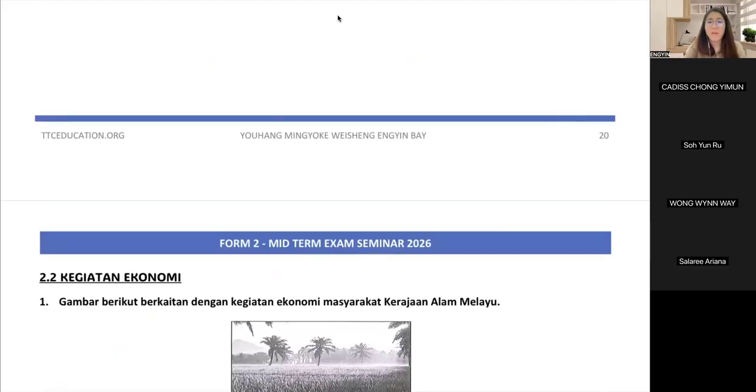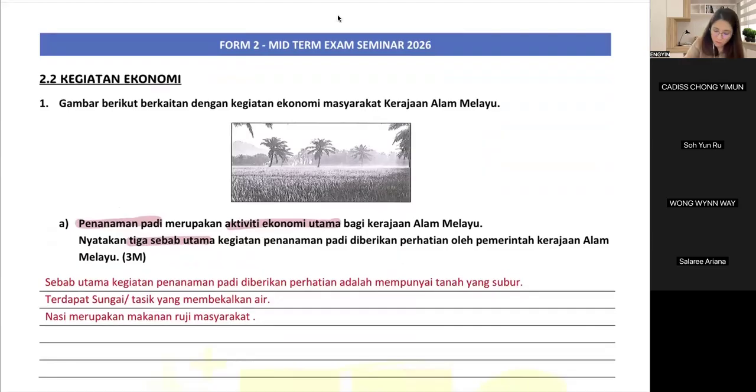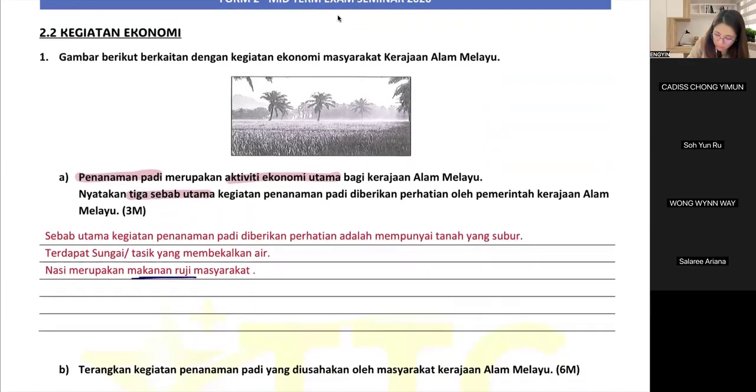So how do you write in the exam? We plant paddy to get rice for food, makan. So how do you write it? Nasi merupakan makanan ruji. Number 1, essential. Ruji means essential. I know some of you will say, teacher, I don't understand this word. Okay, change it. Utama. Utama means main. Change the word to become main. It's the main food, source of food, right?